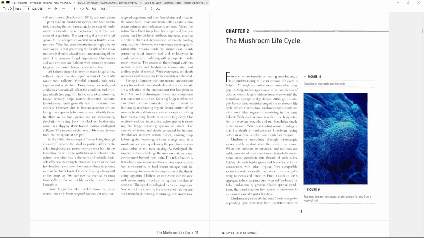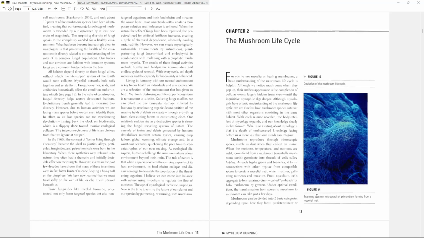As each hypha grows and branches, it forms connections with other hyphae from compatible spores. They create a mycelial mat, which matures, gathering nutrients. Cells aggregate to form a primordium, called pinheads by growers. Under optimal conditions, the transformation from spores to mycelium to mushroom can take just a few days.